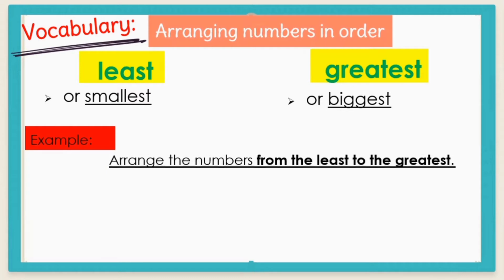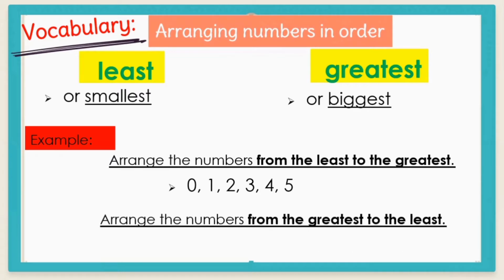Example, arrange the numbers from the least to the greatest, or arrange the numbers from the smallest to the biggest. So the easy example we have 0, 1, 2, 3, 4, 5. Second one, arrange the numbers from the greatest to the least. The easy example we have 5, 4, 3, 2, 1, 0.